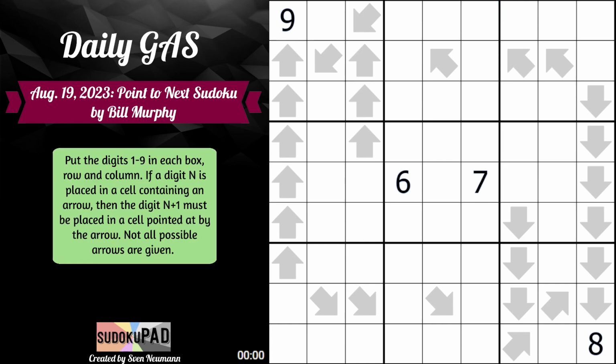And then not all possible arrows are given, right? Like 6 does point at 7. It points at the n plus 1, but it doesn't need to have the arrow there. All right. Those are the rules. Let's just jump right into it.